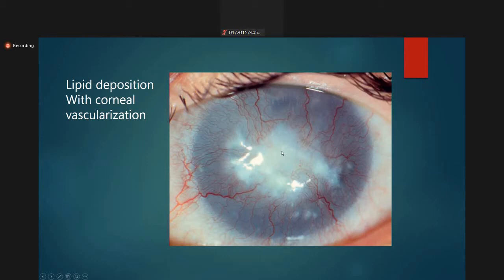There is also lipid deposition in the center, which is very mildly seen. So it is lipid deposition with corneal vascularization, or you can say opacity with vascularization. It is showing an old large ulcer with vascularization, which has now healed.